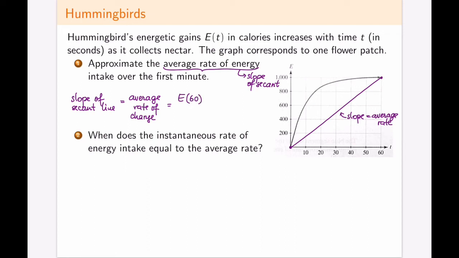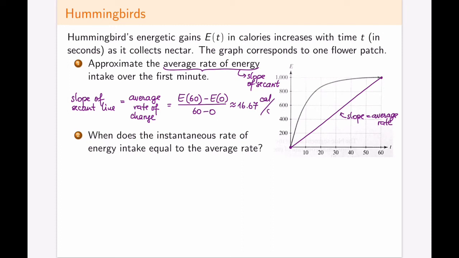So it's going to be the energy intake at 60 minus the energy intake at 0, divided by 60 minus 0. Now I only have a graph, so my values here are going to be approximations from the graph, but the energy at 60 looks like it's approximately equal to 1,000. The energy is 0 at 0, and then divided by 60. So overall I have 1,000 over 60, which, if you plug it into a calculator, will be approximately 16.67. And now what are our units? The units on the top here are the units of E, which are calories, and the units on the bottom here are the units of time, which is seconds.